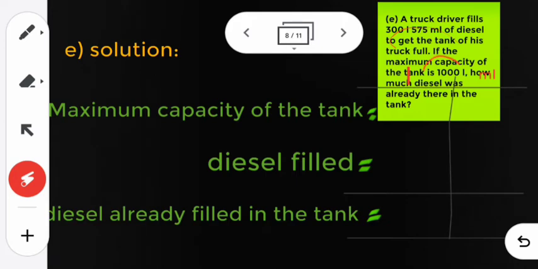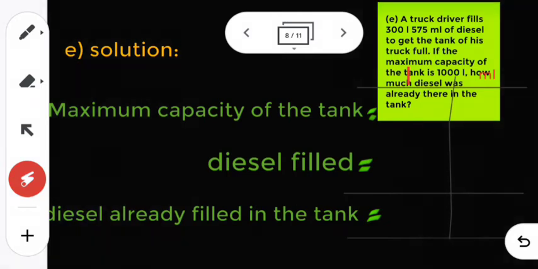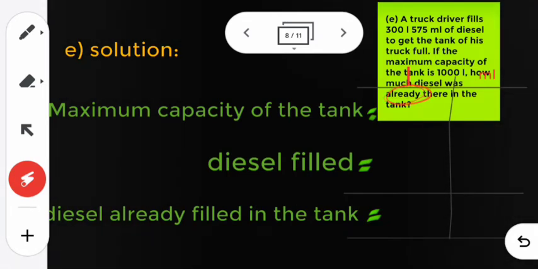Okay, so this is the maximum capacity. Now this much he has filled. So how much was already in that diesel tank, that you have to find. So already was there. This is the keyword for minus. So you have to subtract.